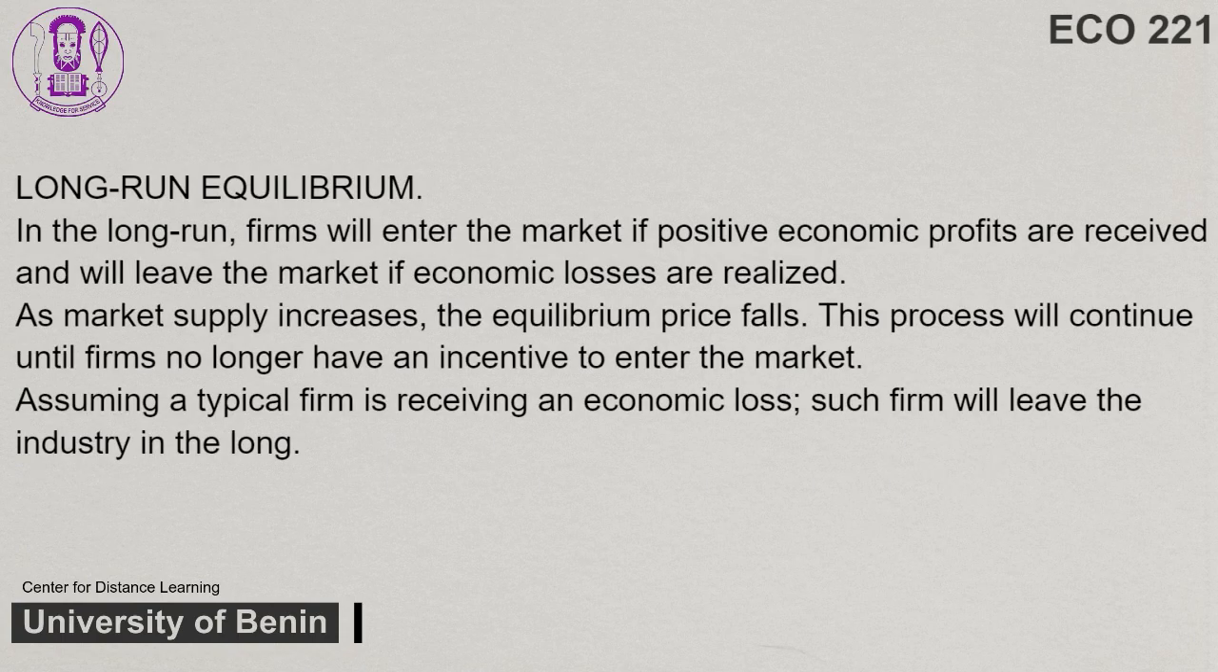Long-run equilibrium. In the long run, firms will enter the market if positive economic profits are received and will leave the market if economic losses are realized. As market supply increases, the equilibrium price falls. This process will continue until firms no longer have an incentive to enter the market. Assuming a typical firm is receiving an economic loss, such a firm will leave the industry in the long-run equilibrium.